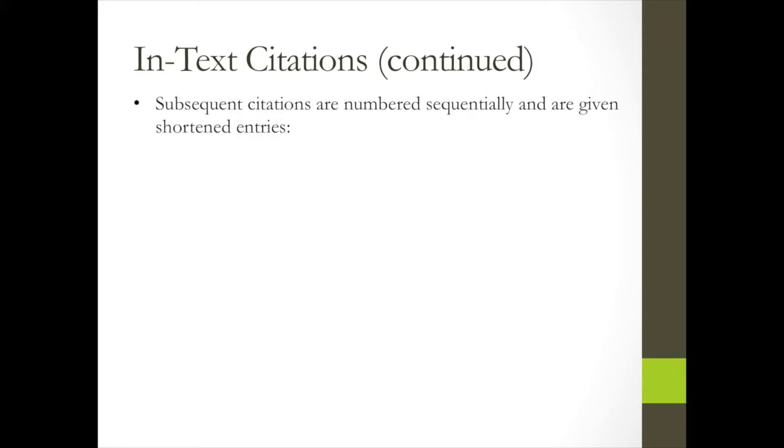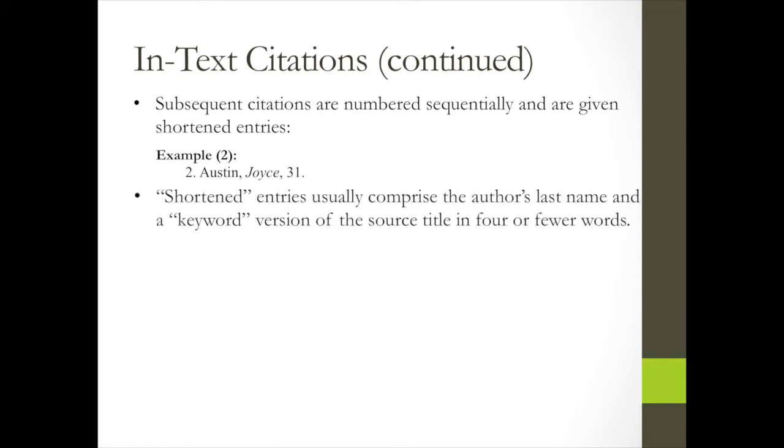Subsequent citations are numbered sequentially and are given shortened entries. So for this example, using the same citation that we just previously looked at, you'll see that the citation is now numbered 2 because it'll be the second time that the source is appearing. These shortened entries are used to make referencing much easier on the reader. And they usually comprise the author's last name and a keyword version of the source title in 4 or fewer words. So in the example, we have the author's last name, then we have just one keyword of the title, which makes it obvious which work we're referencing, and then finally the page number.